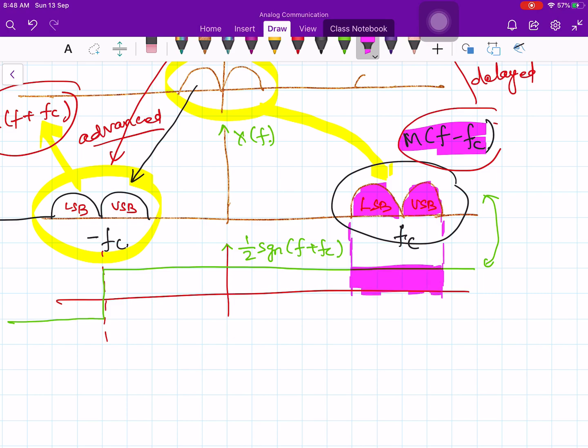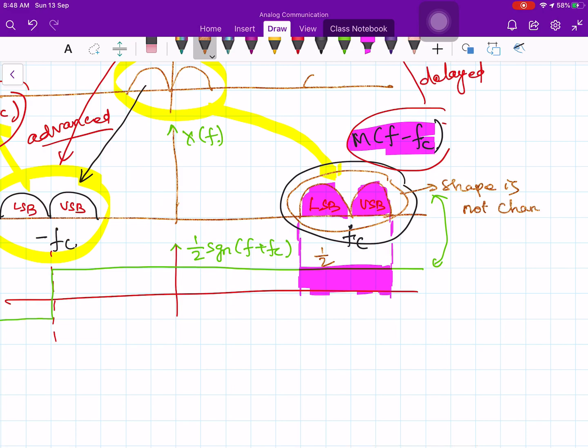Here its value is 1 by 2. Here its value is 1 by 2. So this shape is not changed, and the location also is not changed, but only it is multiplied by 1/2. Therefore, M of f minus fc times 1 by 2 signum of f plus fc is equal to the same.